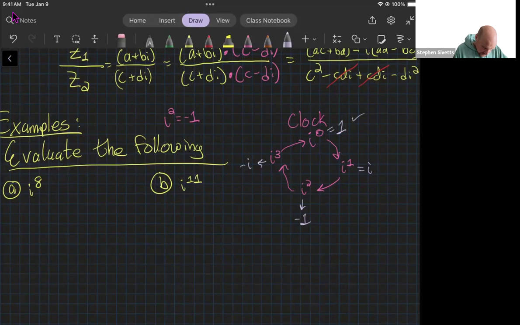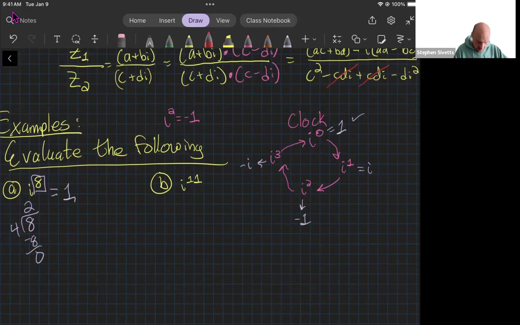So what we do is we take a look at the exponent number, we divide it by 4, and we look at its remainder, right? 4 goes into 8 2 times, so the remainder is 0. Okay. So since our remainder is 0, i to the 8th is equal to 1.